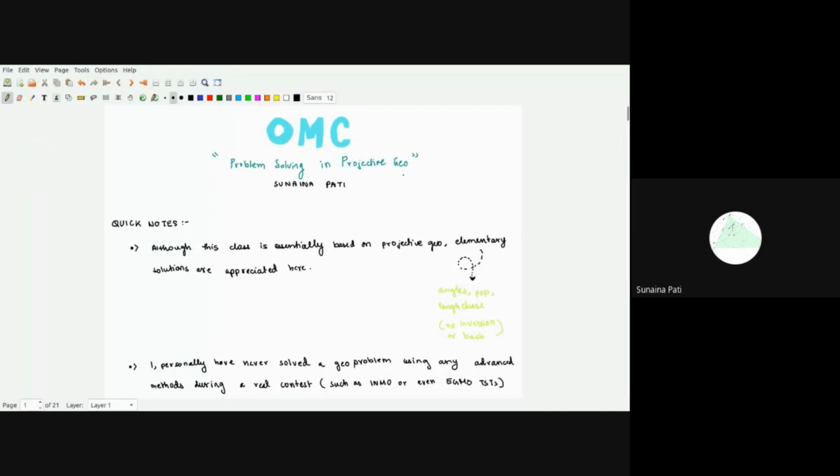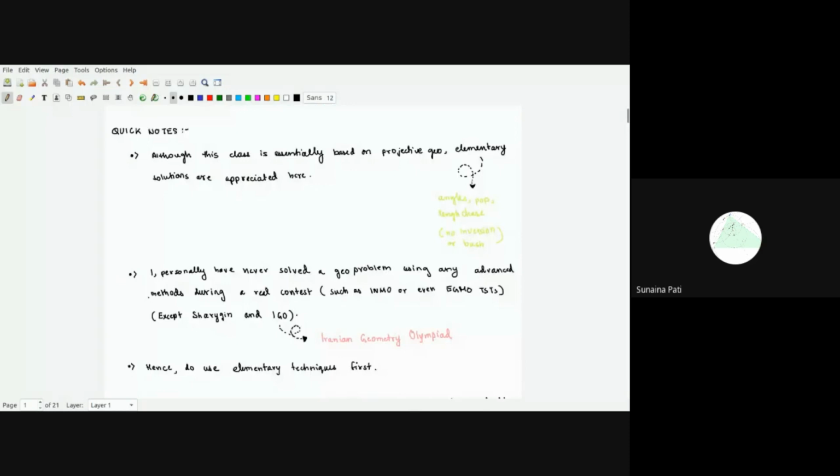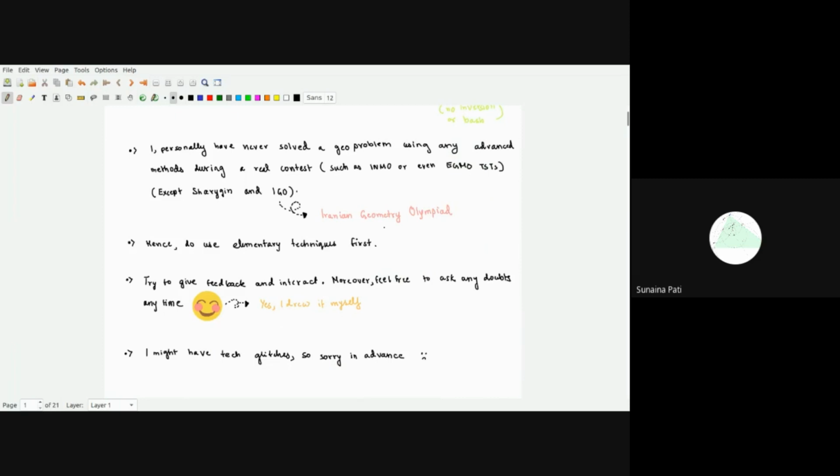As usual, I said this in the last class also, but I'll repeat the same thing. Also, this is part 2. Although this class is essentially based on projectives, your elementary solutions are really appreciated here. If you have an elementary solution, feel free to share it. I personally have never solved a geo problem using any of the advanced techniques in a real contest, except Sharigan and Nigel. So basically elementary solutions, which are like angles, POPs, or even length chase, we usually prefer that.